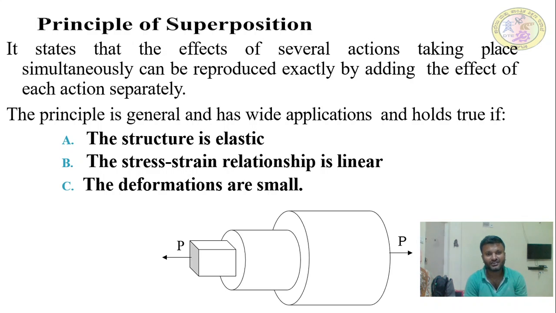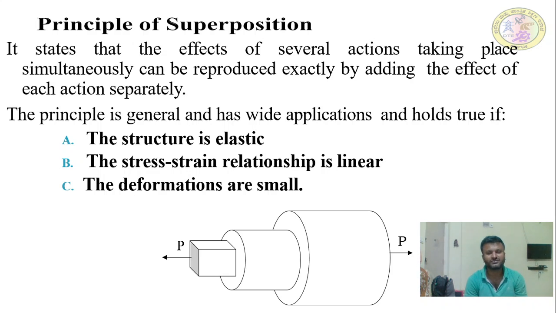Make sure that, in order to validate the principle of superposition, the loading value is such that deformations are small. If the deformations are small, the stress-strain relations are linear and the structure is within the elastic limit, then the principle of superposition is valid for a uniform or varying cross section subjected to axial loads. Understand this?